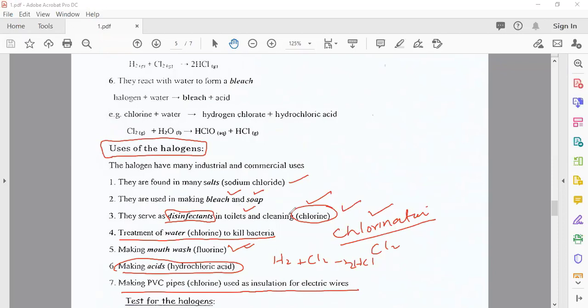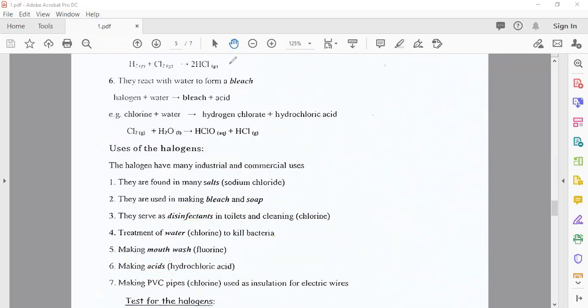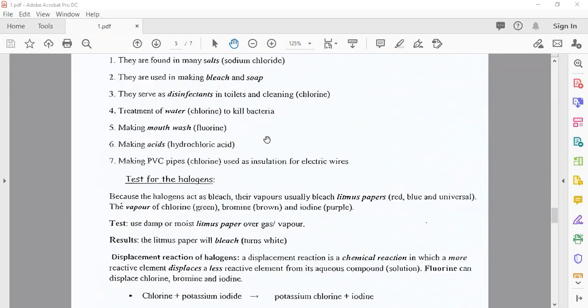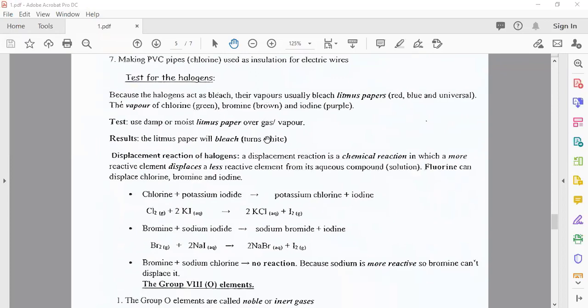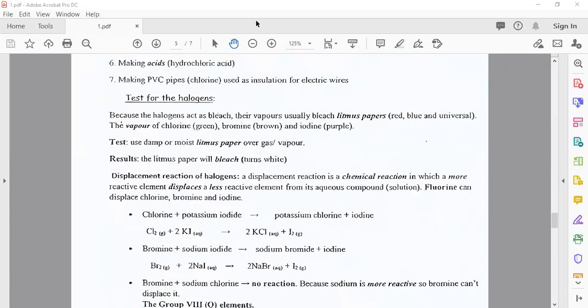Any confusion? No confusion. Okay. Now we will talk about the test for halogens. For example, if somewhere halogen is present, how will you know, how will you test that this is a halogen? So we will check it now, the test for halogens.